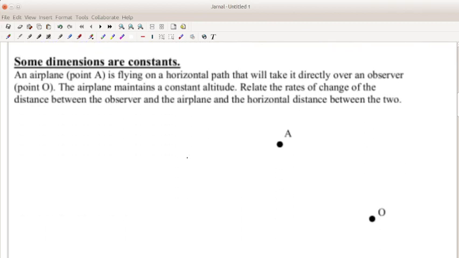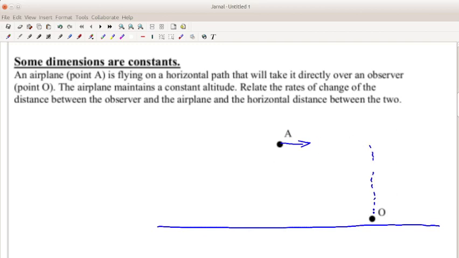Sometimes we have an expression where some dimensions are constant. So I said with the volume formula, you might not be changing the height and the radius at the same time. You might just be changing one. So that has different implications depending on what our question is. It says, an airplane at point A is flying on a horizontal path that will take it directly over an observer, point O. So think of this as the observer standing on the ground, and the airplane is flying so that it will go directly above the observer. So I'm going to connect those. And we want to relate the rate of change of the distance between the observer and the airplane, which would be this distance, your hypotenuse.